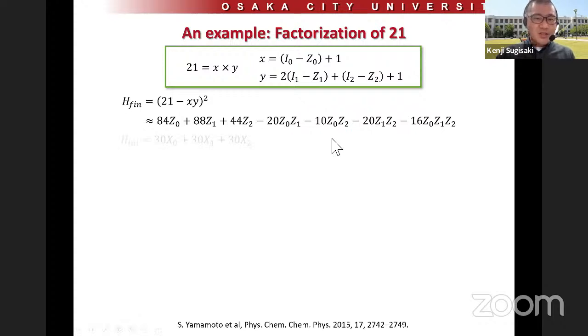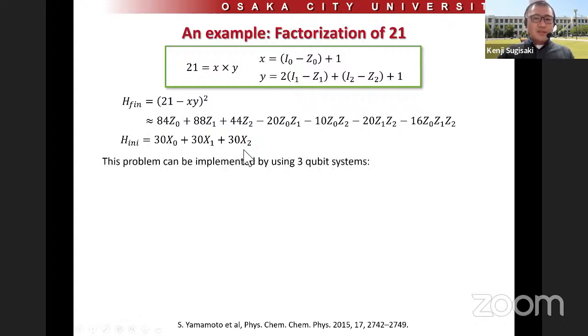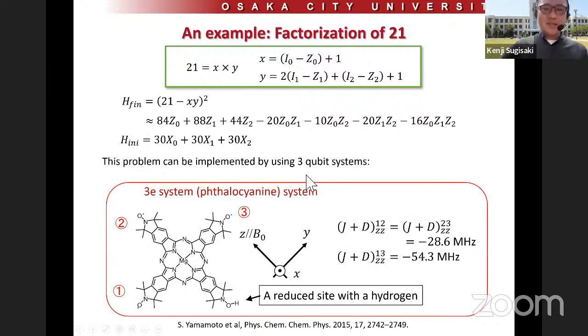Let us set the initial Hamiltonian as, for example, 30 X0 plus 30 X1 plus 30 X2. So by starting from this Hamiltonian and changing the Hamiltonian gradually to this final Hamiltonian, this problem can be implemented by using a three-qubit system. So in this paper, we examined this factorization problem by using a three-qubit system, using electron spin as a qubit.